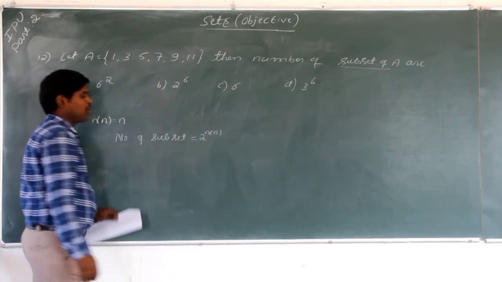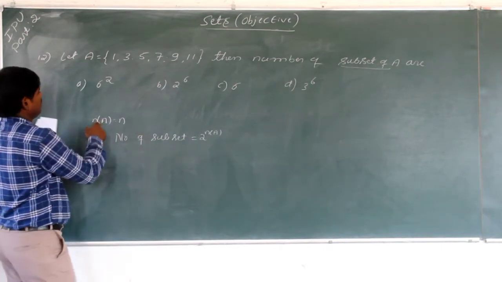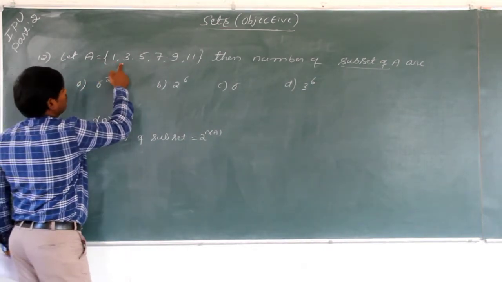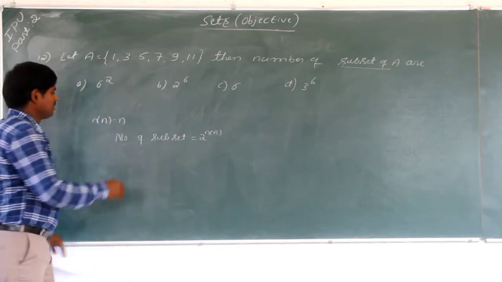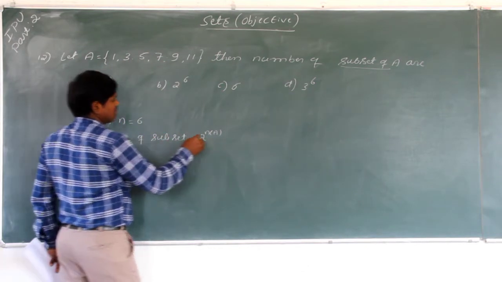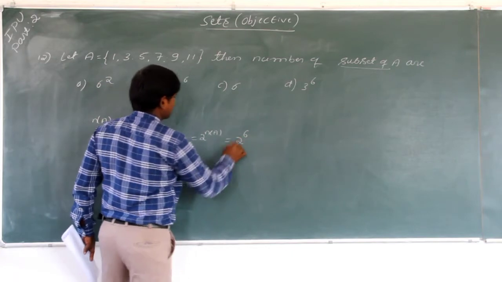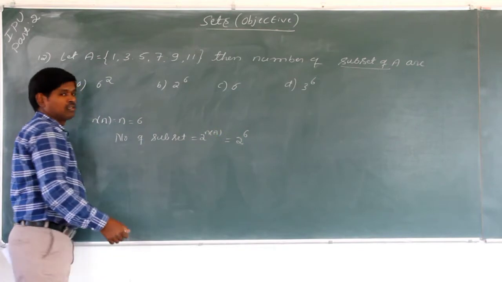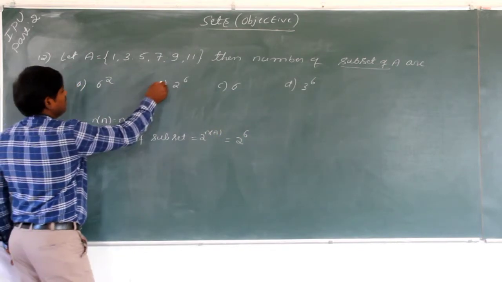N of A is the number of elements in the set A. So here, how many elements are there? There are 1, 2, 3, 4, 5, 6 elements. So n of A is 6. Therefore, this is nothing but 2 to the power of 6. That means it consists of 2 to the power of 6 subsets. So this is the right answer.